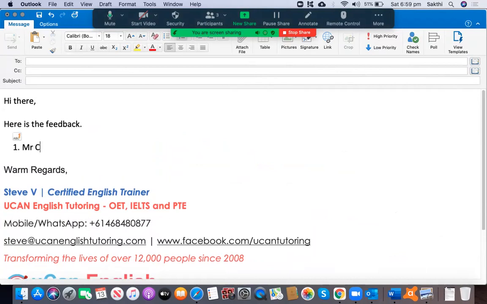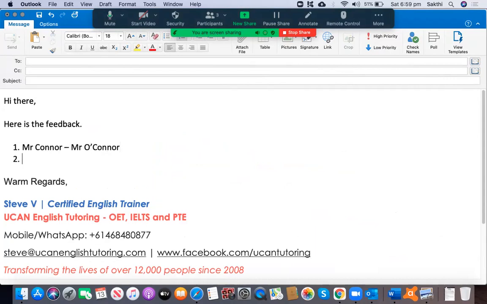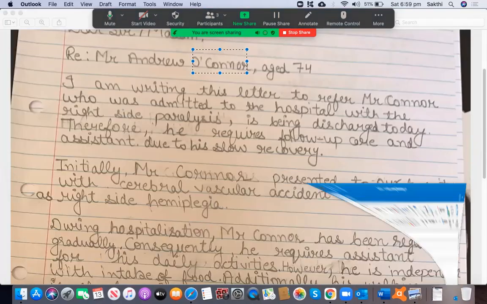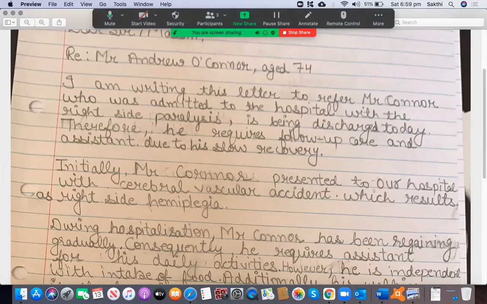So Mr. Connor, that's wrong, it must be Mr. O'Connor. Okay, that's the correct one. Okay, all right, age 74, that's good. I'm writing this letter to refer Mr. O'Connor, so you have to replace it with O'Connor, who was admitted to the hospital with the right side paralysis. Okay, he's being discharged today. Okay, so I'm writing this letter to refer Mr. O'Connor, who was admitted to the hospital with the right side paralysis.